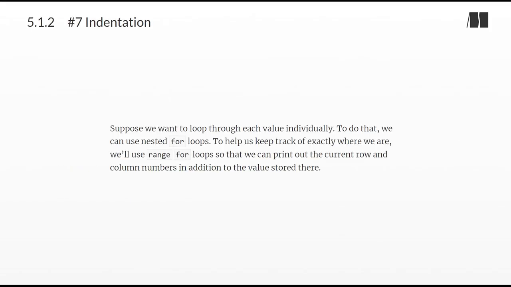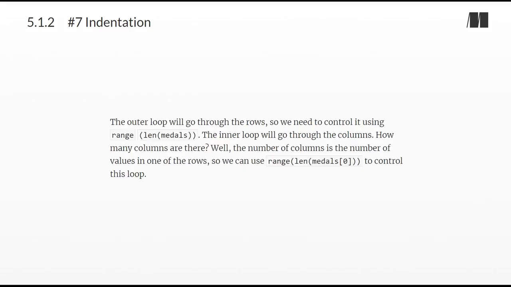Suppose we want to loop through each value individually. To do that, we can use nested for loops. To help us keep track of exactly where we are, we'll use range for loops so that we can print out the current row and column numbers in addition to the values stored there. The outer loop will go through the rows, so we need to control it using range of len of medals. The inner loop will go through the columns.